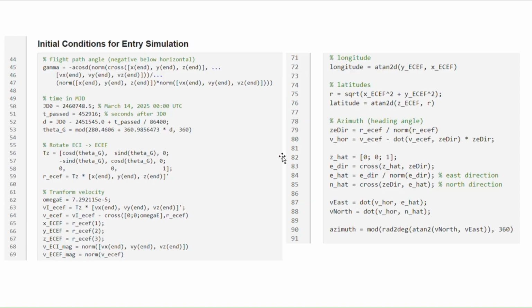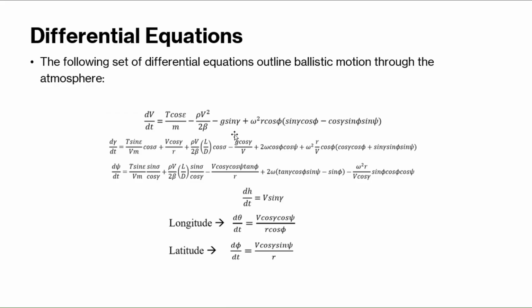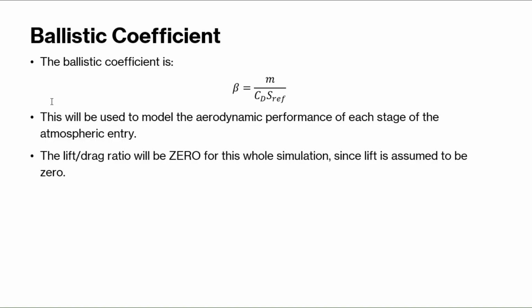This is some of the math that I did in MATLAB to get there. Now the differential equations are given here. This was taken from my aerothermodynamics class. This takes into account things like ballistic coefficient, which I talk about here. The ballistic coefficient models the aerodynamic performance of each stage of atmospheric entry. This is the variable that's going to be changed when the aerodynamic rules change when you go through different stages.